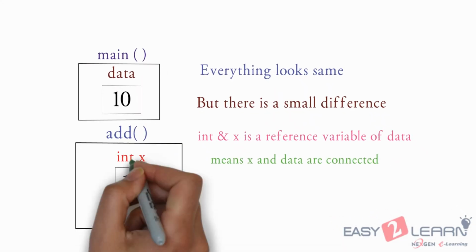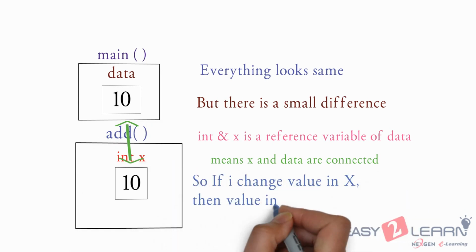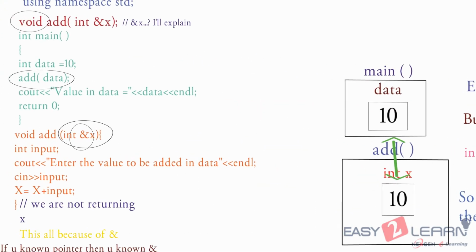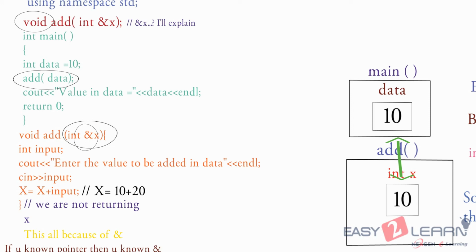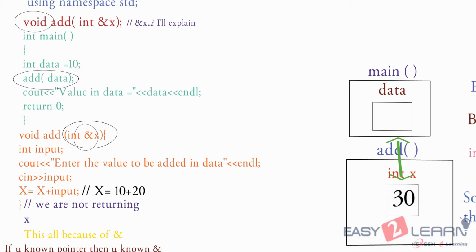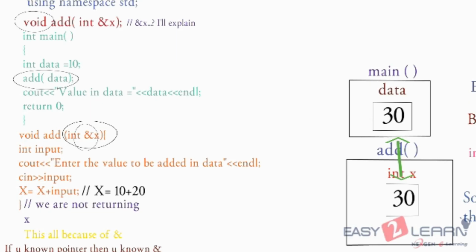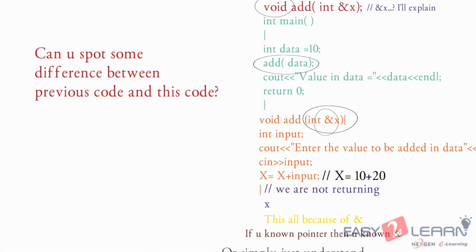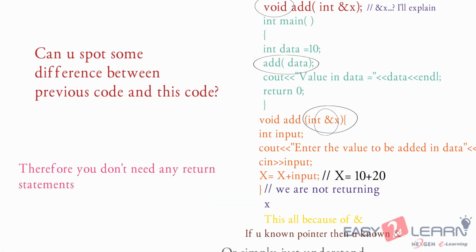So if there is a change in the value of x, that means the value of data in the main function gets changed. So the value of x is equal to 10 plus 20. So the value of x is 30 in the called function. Automatically the value of data in the main function changes to 30. Therefore, you don't need any return type here or return statements in the called function.